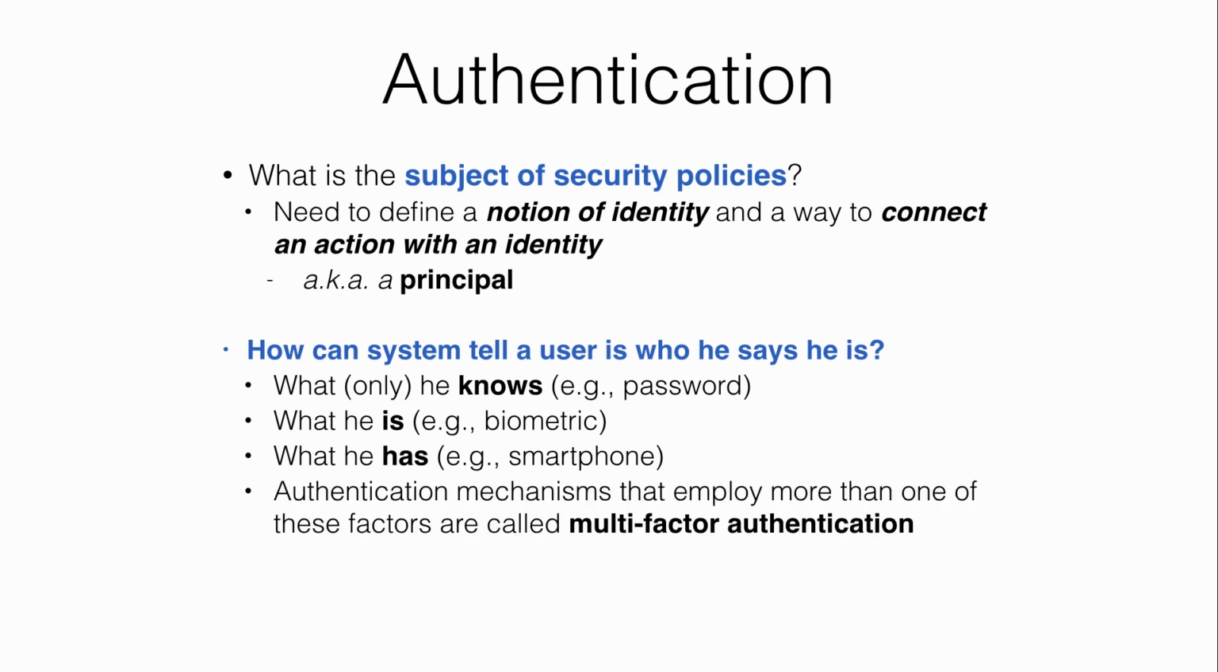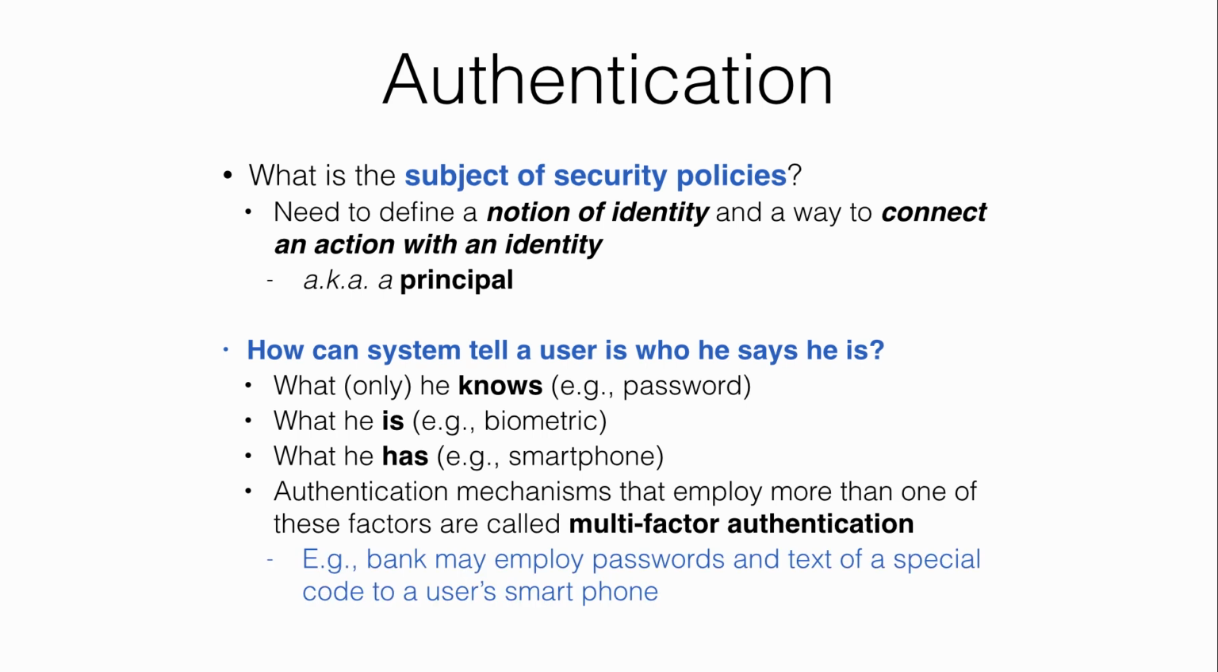Authentication mechanisms that employ more than one of these factors are called multi-factor authentication mechanisms, or MFAs. As a common example, a bank may employ passwords as a first factor and then send a text of a special code to a user's smartphone, asking the user to enter that code before authentication is complete.